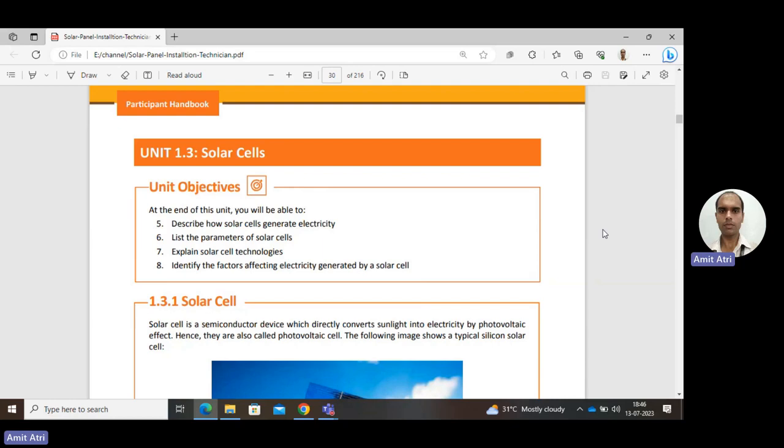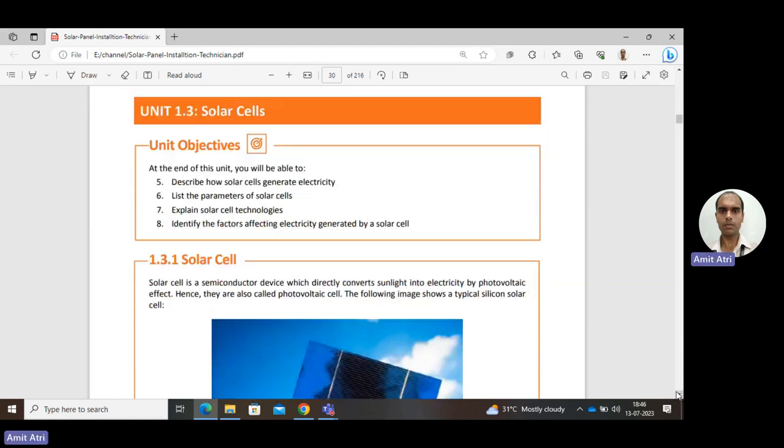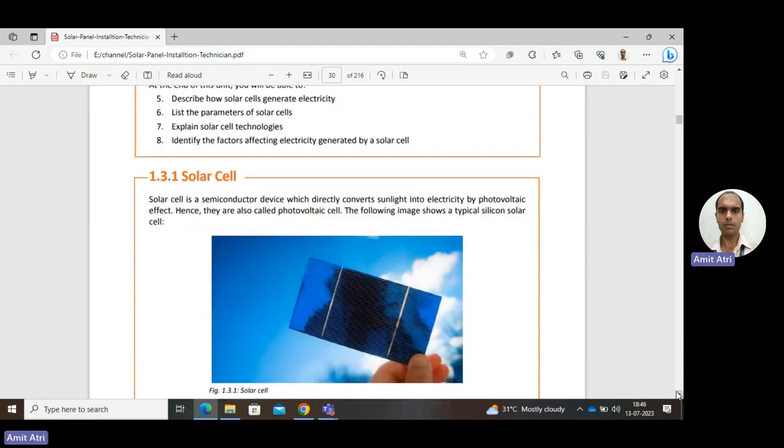Today we will study unit 1.3, that is solar cell. So first of all, what is a solar cell? A solar cell is a semiconductor device which directly converts sunlight into electricity by the photovoltaic effect. Photo is the word used for light, and voltaic is for the voltage of the electricity. So in a single stage, it is directly converting light energy into electric energy.